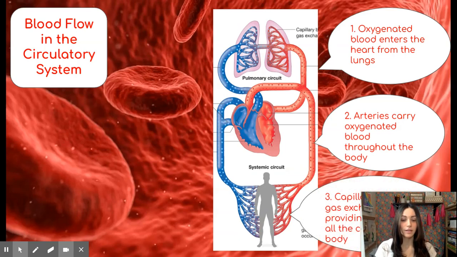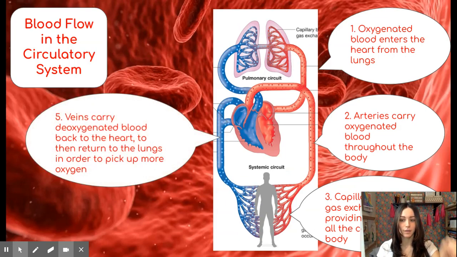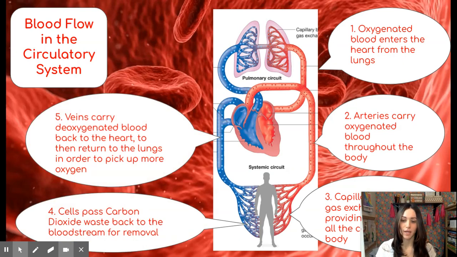At each cell, capillaries perform gas exchange, passing oxygen from the bloodstream to the cells and picking up waste, or carbon dioxide, from the cells to pass back to the bloodstream and get rid of. Finally, veins carry this deoxygenated blood, or blood without oxygen, back to the heart. This blood will then return to the lungs in order to remove the carbon dioxide that it contains and pick up more oxygen to begin the cycle again.